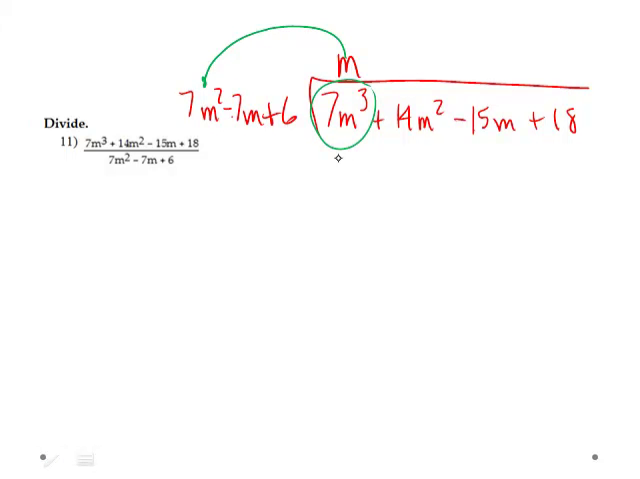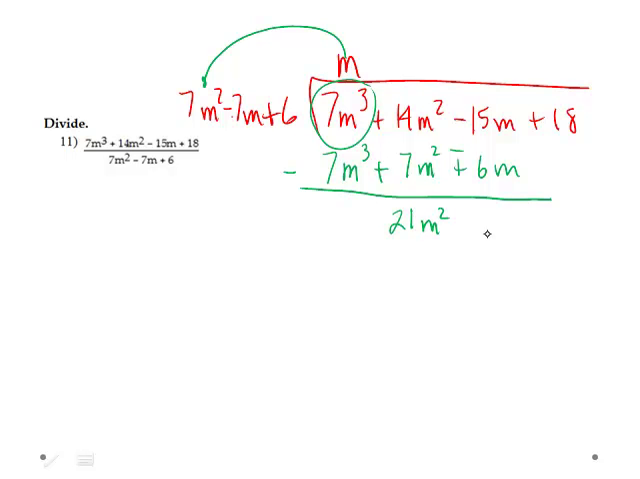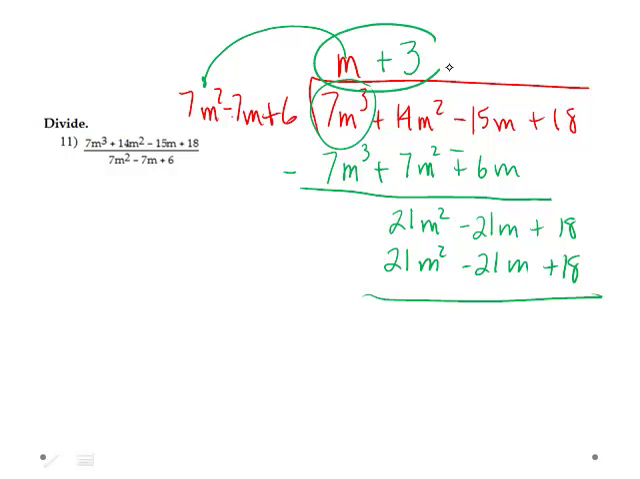So then we get 7m cubed minus 7m squared plus 6m. Now we're going to subtract that, which changes this to a plus and this to a minus. 21m squared minus 21m plus 18. So plus 3. That makes this 21m squared minus 21m plus 18. Subtract, you get 0, so that's your answer.